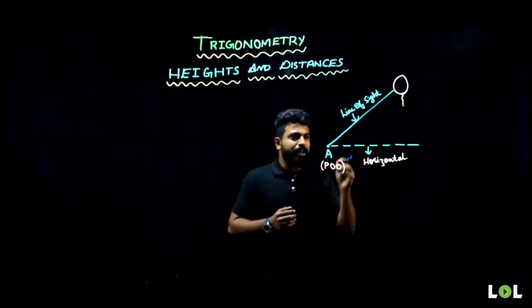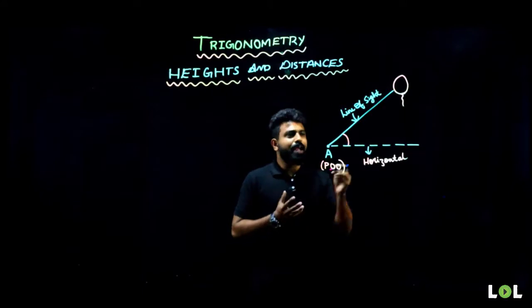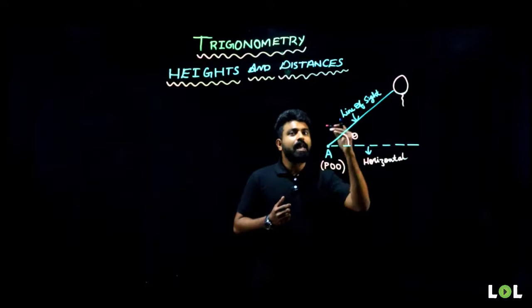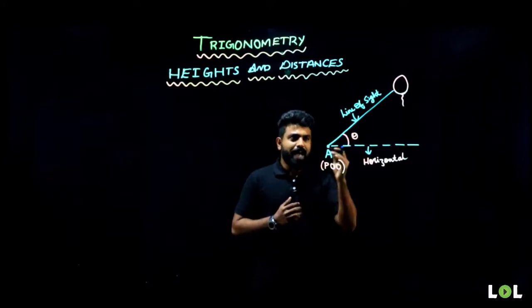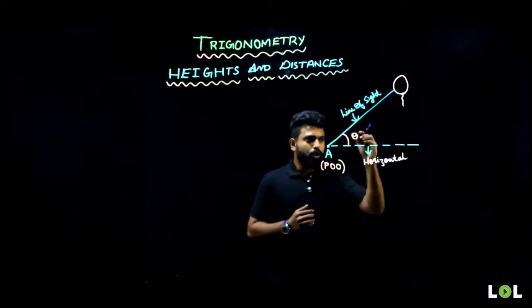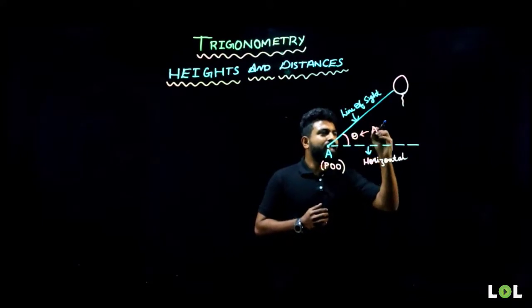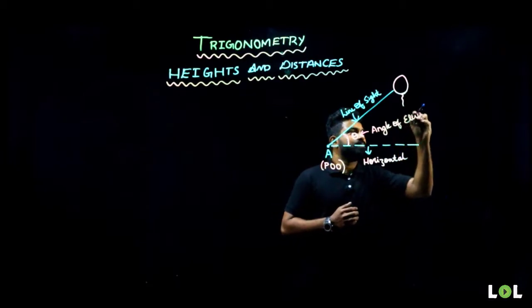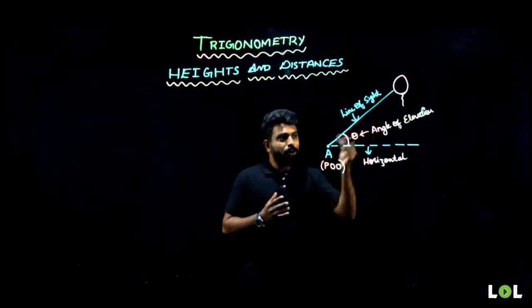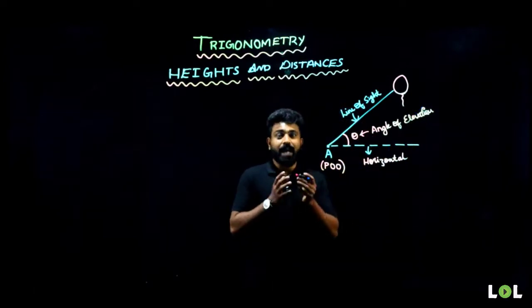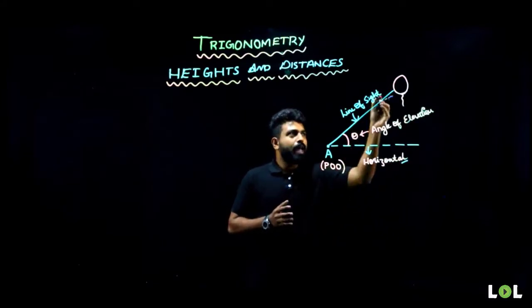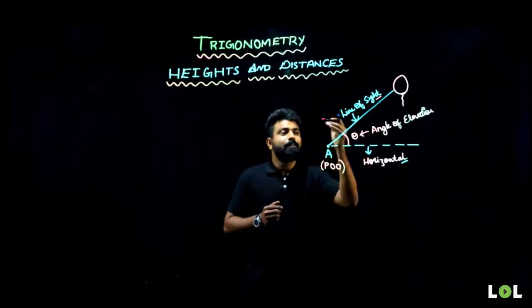Now, if you look at this carefully, what is happening? There is an angle that is formed between line of sight and horizontal. Is the angle above the origin or below the origin? The angle here is above the origin. So I'll call it as angle of elevation. So now, how can you define the angle of elevation as? Angle of elevation is the angle that is formed between horizontal and line of sight, and which is above the horizontal.